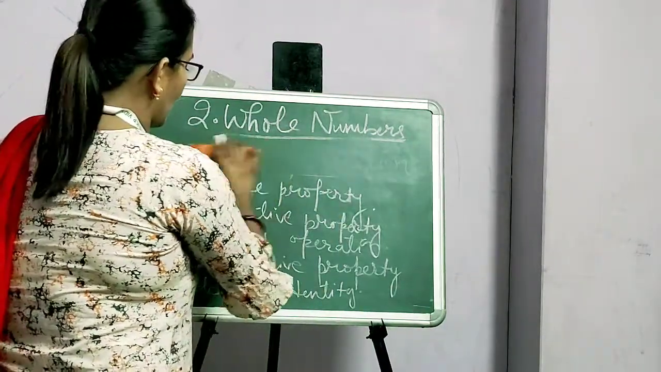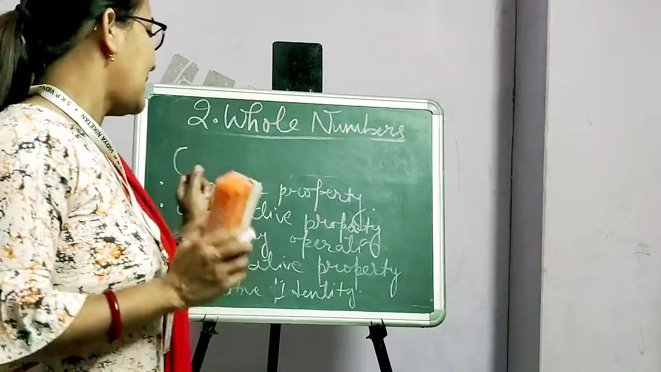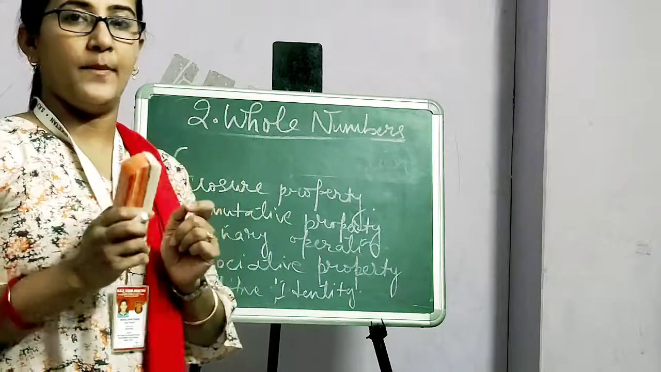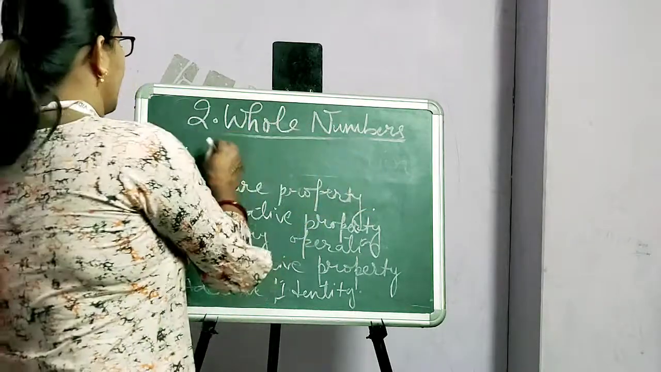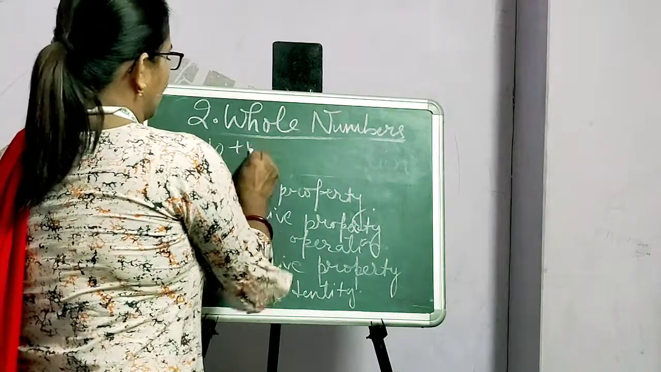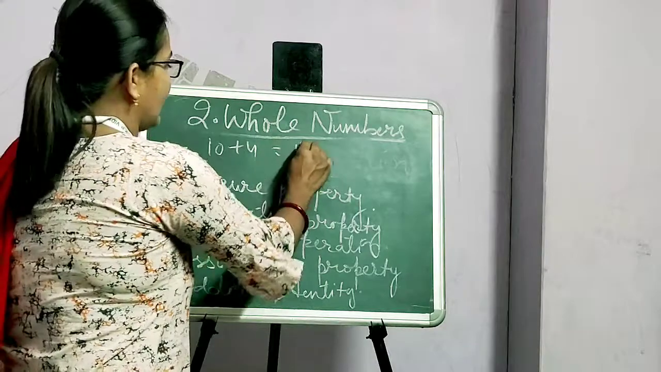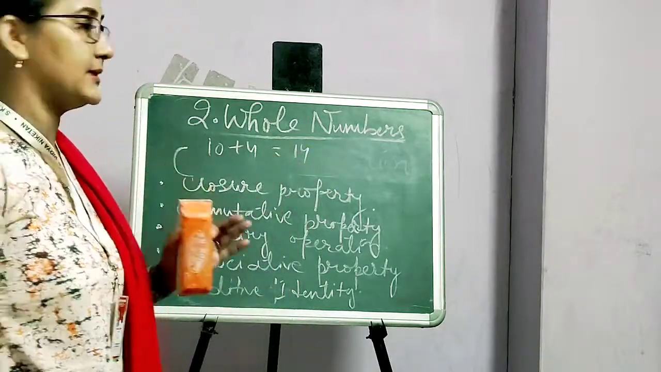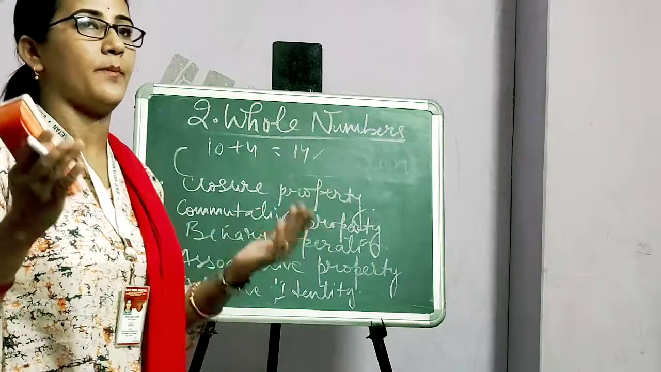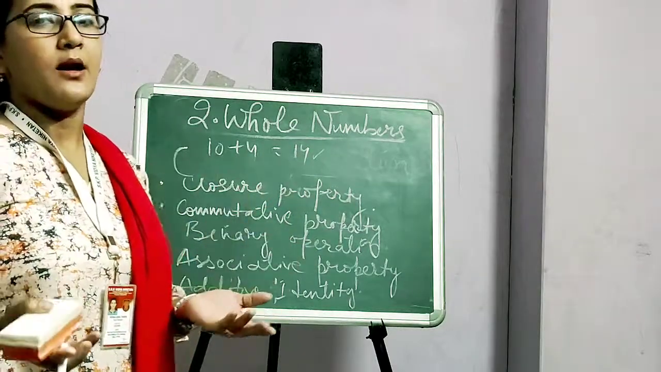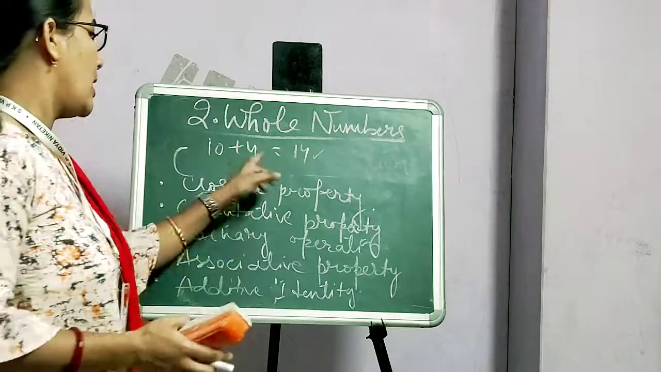So in case of closure property, closure property means if we add two whole numbers, then the result will also be a whole number, like 10 plus 4. Both numbers are whole numbers, and if I add them, the answer will be 14, isn't it? So it is also a whole number. This is closure property, meaning if you add any two whole numbers, the result will also be a whole number.